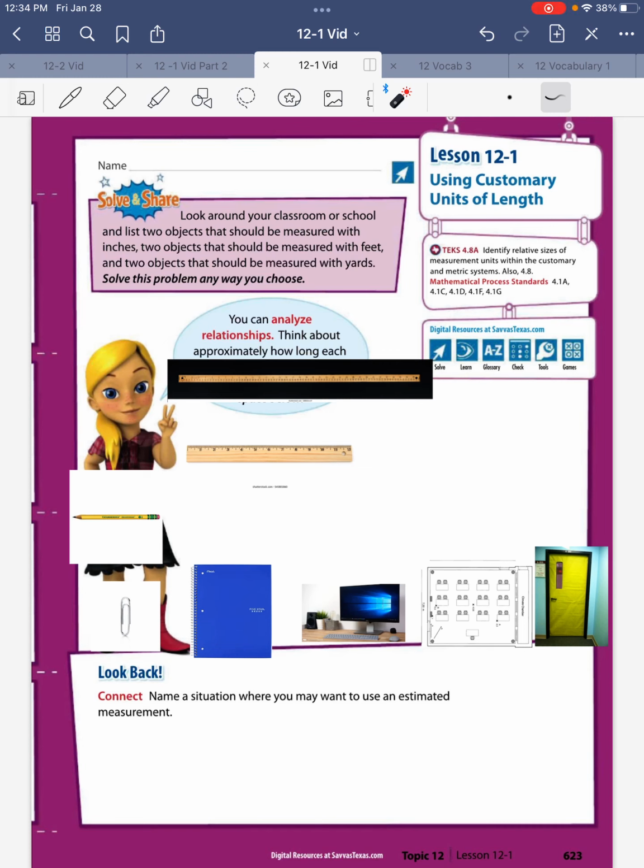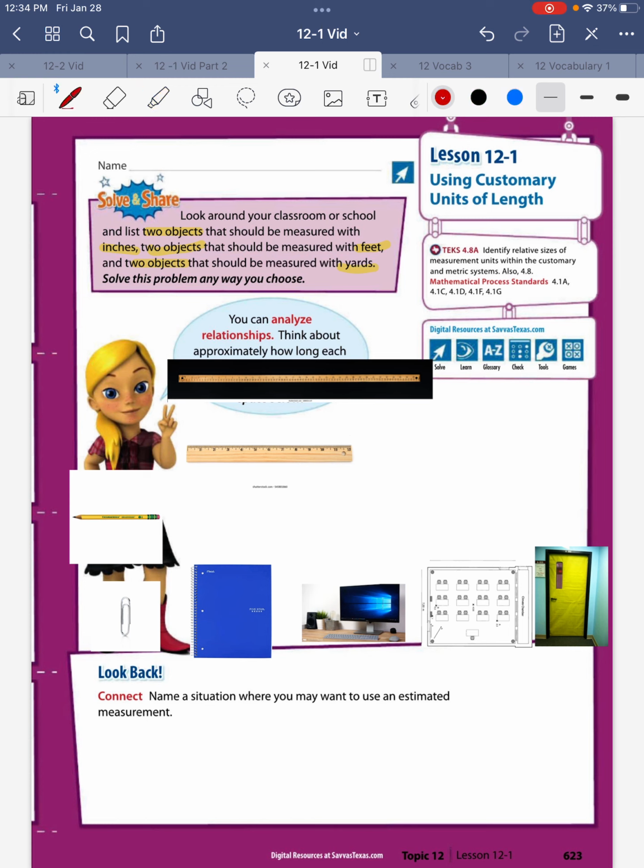Hi, boys and girls. So today we're doing topic 12.1, using customary units of length. Our problem says, look at your classroom or school and list 2 objects that should be measured with inches, 2 objects that should be measured with feet, and 2 objects that should be measured with yards. So they're looking for inches, 2 objects, feet, 2 objects, and yards, 2 objects.